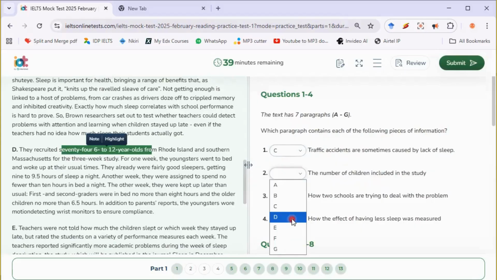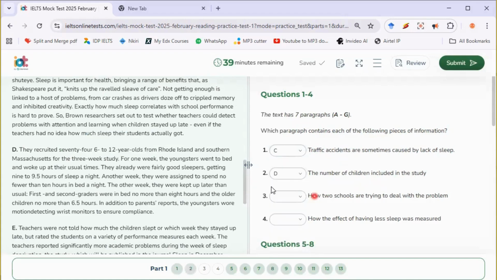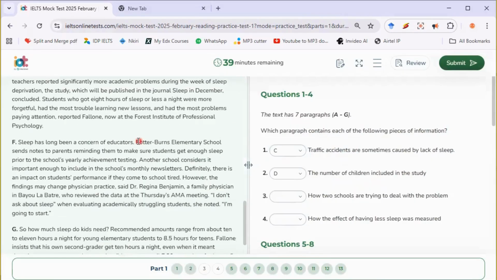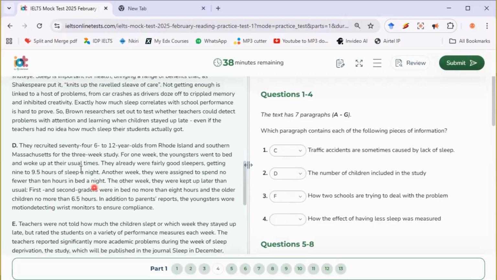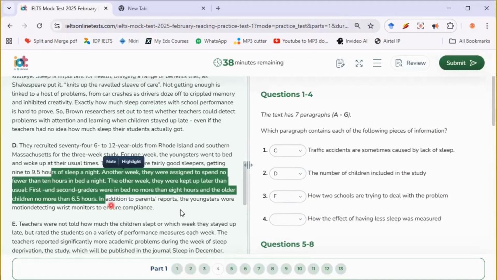74 children. Number 3, how two schools are trying to deal with the problem. That's in the second to the last paragraph. Porter Bonds Elementary School, that's one school. Then another school. So that's paragraph F. Can you see matching information? Then number 4, how the effect of having sleep was measured. Having less sleep. That's where they told them to wear something in their wrist. That's paragraph D, this place here. They measured the effect here.